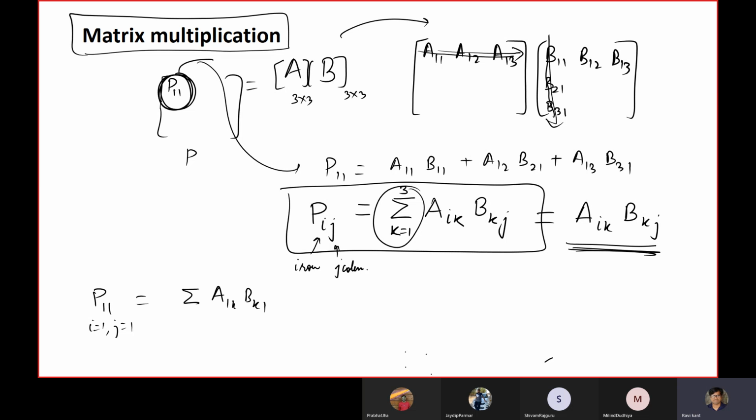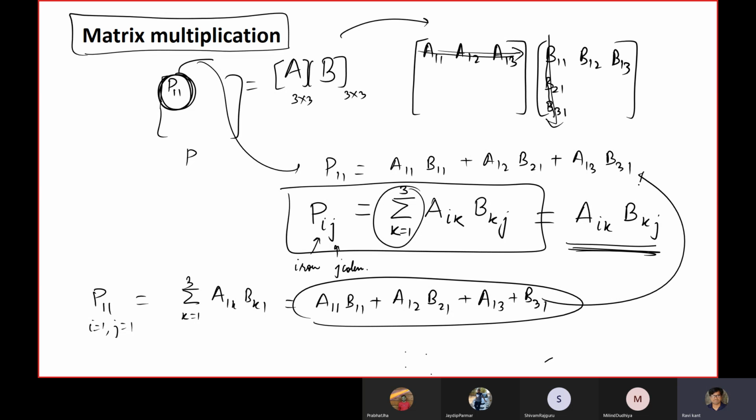And k goes from 1 to 3. So k is equal to 1 first, a11 b11, plus k is equal to 2, so a12 b21, plus k is equal to 3, a13 b31, which is very much similar to what I have written over here.